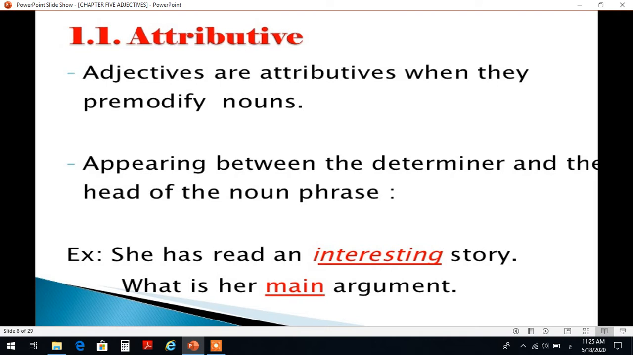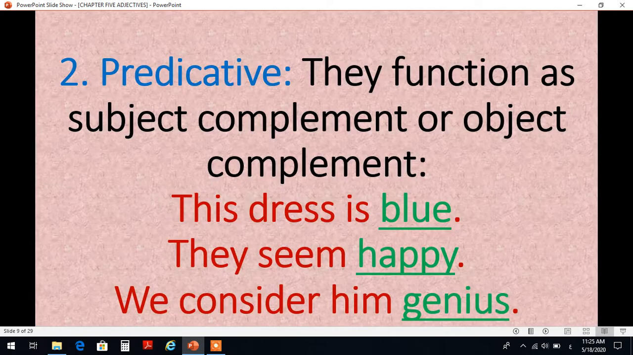Main is the attributive adjective. Before it there is a pronoun, and after it there is the head noun of the sentence. The second position is called predicative position. They function as subject complement or object complement.